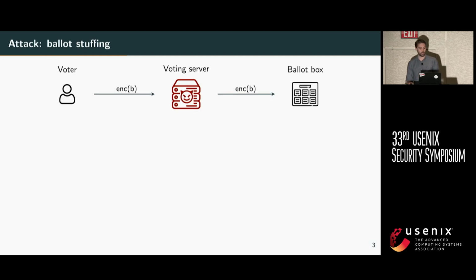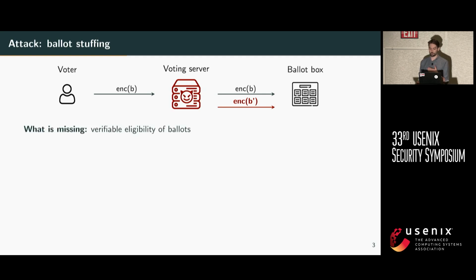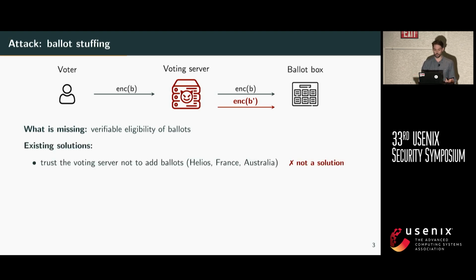So to talk about eligibility, I'm going to present an attack that many voting systems suffer from. As I said, in our threat model, the voting server is malicious. So what it can do is forge a ballot and just send this ballot to the ballot box. Somebody looking at the ballot box will not be able to distinguish it from a legitimate ballot. We miss some kind of evidence in the ballot box that allows us to differentiate a real ballot from a fake one. As I said, many actual e-voting systems just ignore this issue and trust the voting server not to do this.